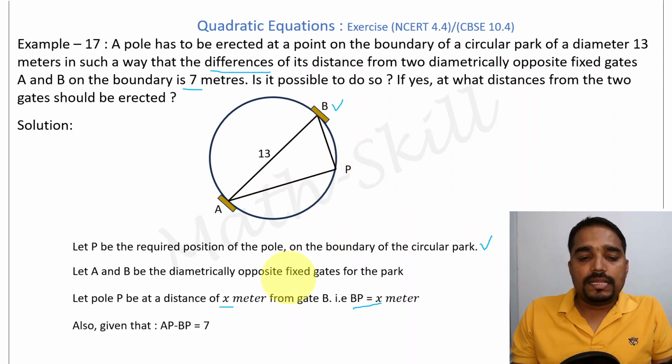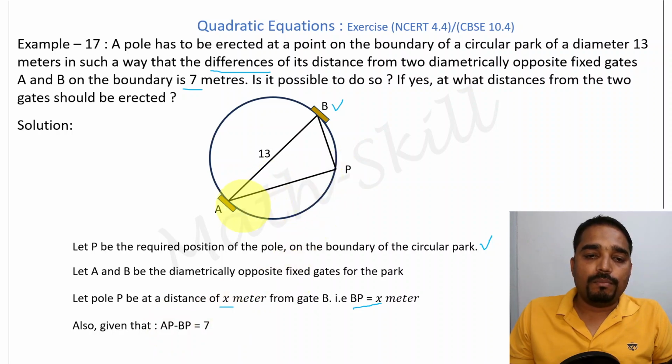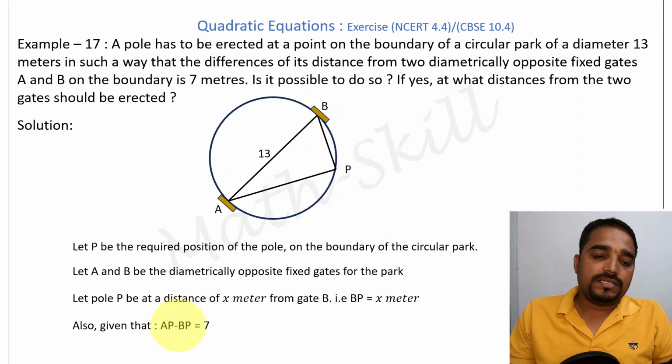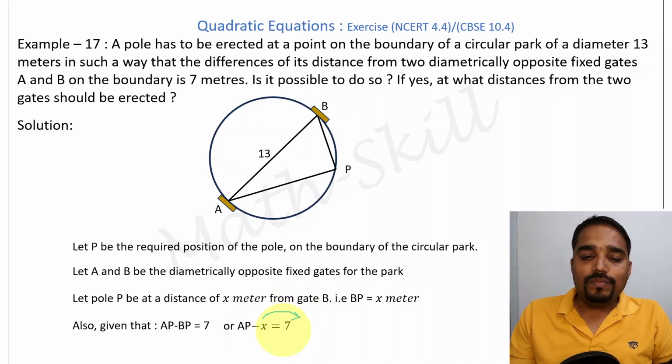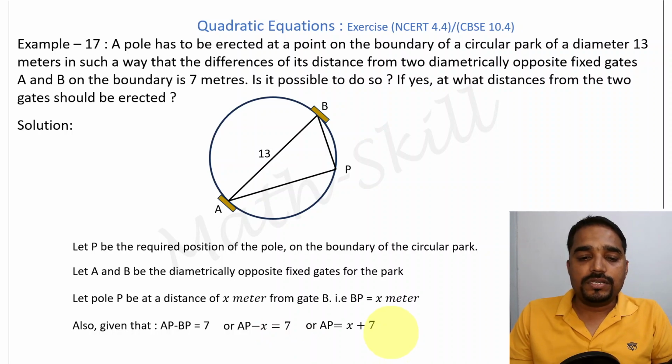It is given that the difference of the distance of the pole from both the gates, that is AP minus BP, is equal to 7 meters. We have just assumed the distance of the pole from gate B as x meters, so AP minus x is equal to 7. Upon transposing minus x to the RHS, we get AP is equal to x plus 7. These are the entities we have noted down from the diagram given here.